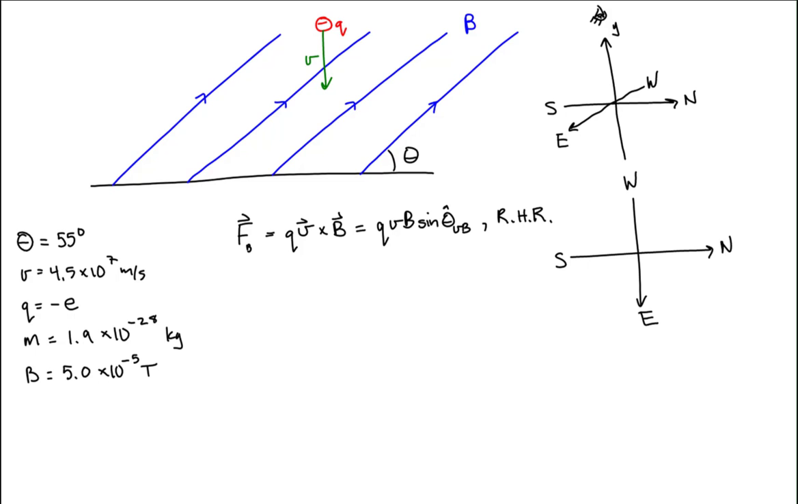The version of the right-hand rule that I'm going to use is basically a 4-part sequence. It starts off by saying, place the fingers of your right hand in the direction of the particle's velocity. So let's say this is my right hand, and we will put this in the direction of the particle's velocity, which is straight down. That's step 1 of the right-hand rule.